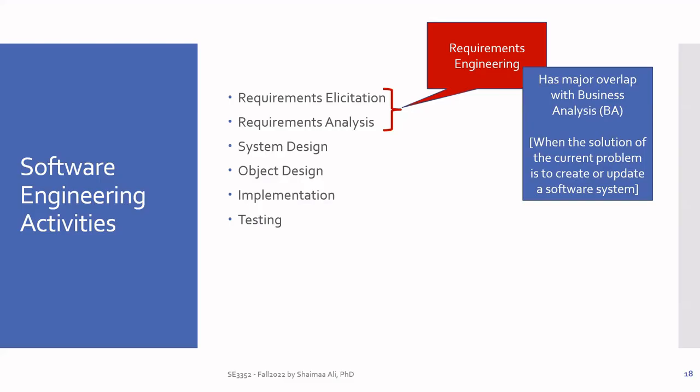Now there is a discipline called business analysis that overlaps significantly with requirements engineering. The business analyst is a person who tries to figure out solutions for the business in general. So the business has a problem, and the business analyst will try to figure out what the problem is and what needs to be done to fix it. Oftentimes, this problem would be solved using a software system. That's when the overlap happens. The business analyst is pretty much doing software engineering when we are talking about a software-based solution.